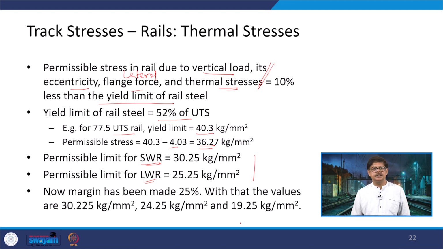Now, the margin has been made 25%. Initially, it was 10%, which we discussed. It has been changed, and with respect to those 25%, the new values can be 30.225, 24.25 and 19.25 kg per mm square. So, this is a new practice which is now being followed in Indian Railways.